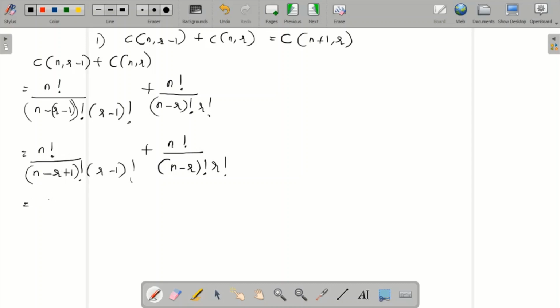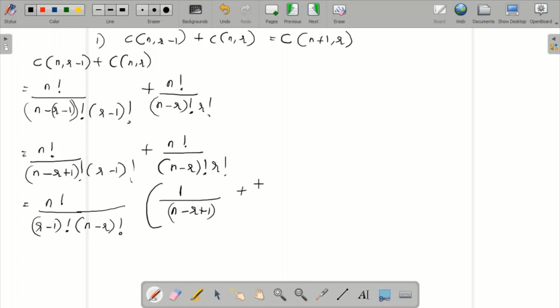So now what I'll do is I can take n factorial common. Okay, and then I'll try to take r minus 1 factorial common, as well as n minus r whole factorial out. Now when I took this out, here it would be 1 by n minus r plus 1, okay, and here it would be 1 by r plus 1. How you got it, I'll tell you.